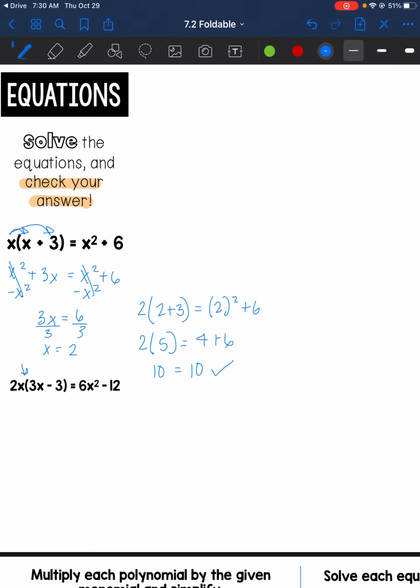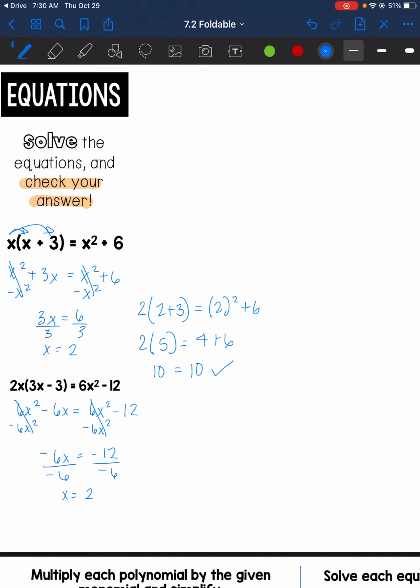Let's distribute this first, and then we will solve the equation. So 2x times 3x is 6x squared minus 6x is equal to 6x squared minus 12. Let's subtract 6x squared from both sides. So this is 0 and this is 0. Then we have negative 6x is equal to negative 12. Divide by negative 6, divide by negative 6. x is equal to 2.